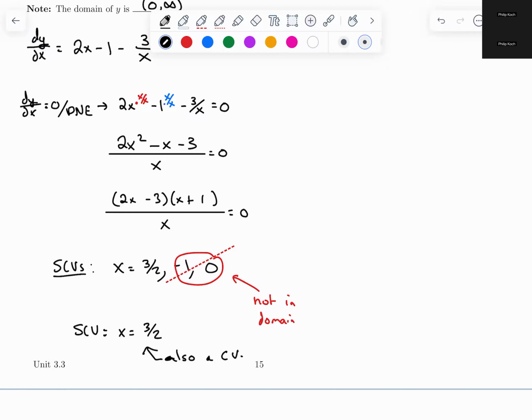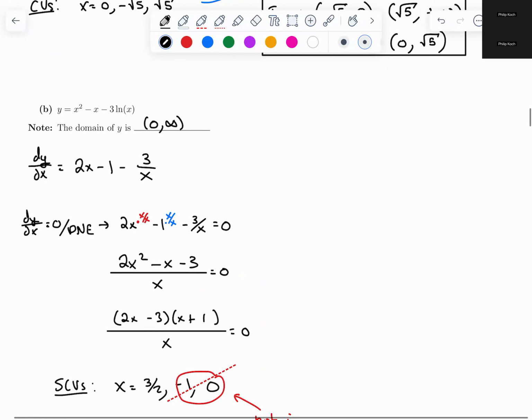So you should get the potential semi-critical values of 3/2, -1, and 0. However, I've crossed out -1 and 0. They're not SCVs. They're not semi-critical values because they don't even exist in the derivative. The derivative is only defined for numbers strictly greater than 0. So we probably should even mention that, by the way.